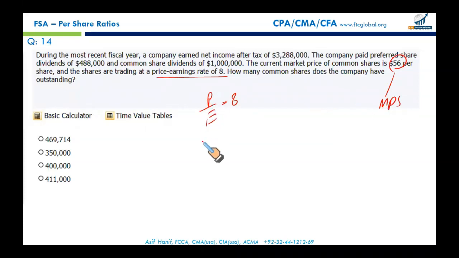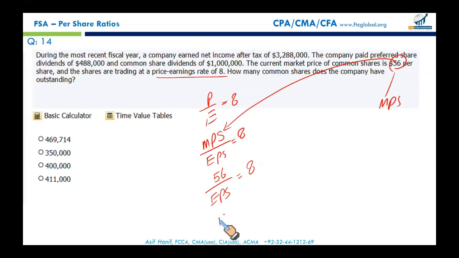We know the price earning ratio can be stated this way: market price per share over earning per share is equal to 8. And we have been given the market price is 56, plug it in. 56 upon EPS is equal to 8. Make EPS the subject of the equation. So EPS will be equal to 56 by 8, that is 7.